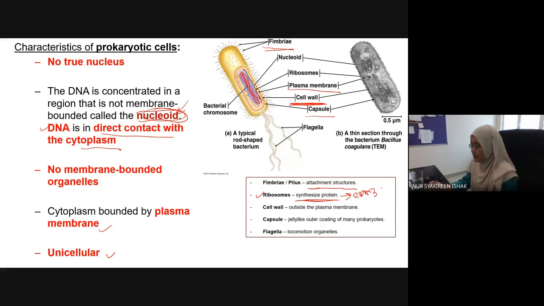And then they have a cell wall, and then they have a capsule, which is the jelly-like outer coating of many prokaryotes, and then flagella, which allows the bacteria to be able to swim. Locomotion, flagella, to move. It allows the bacteria to be able to move.